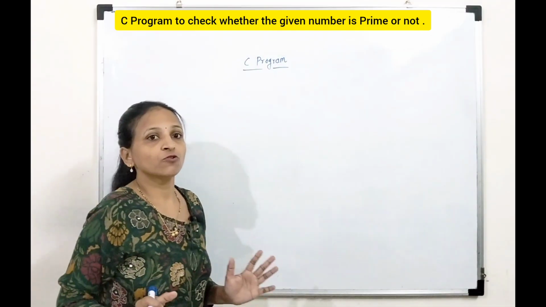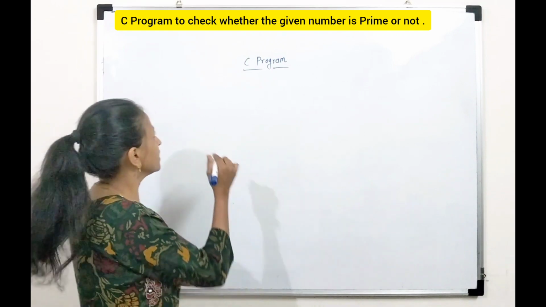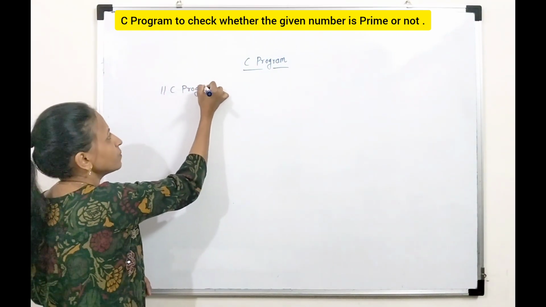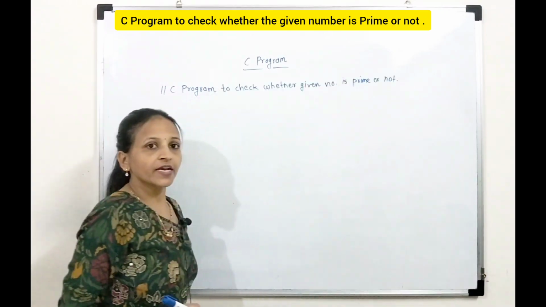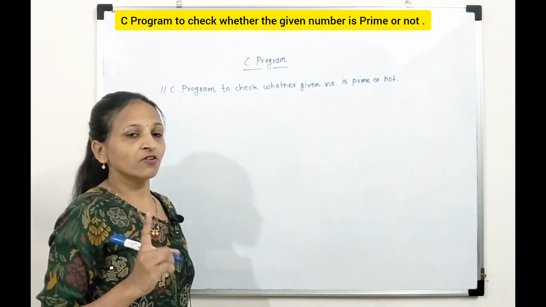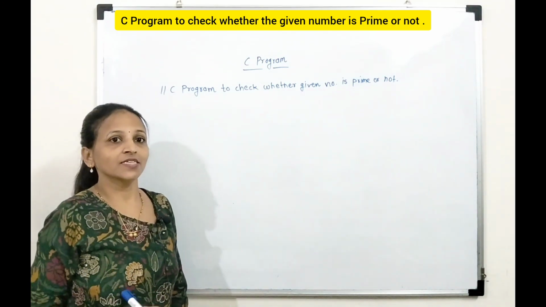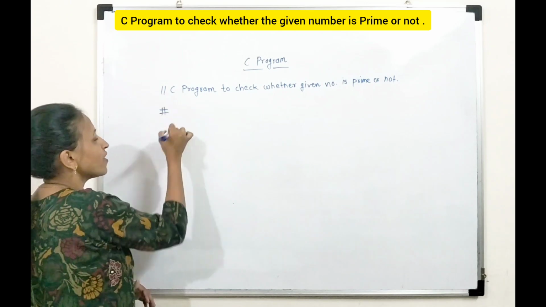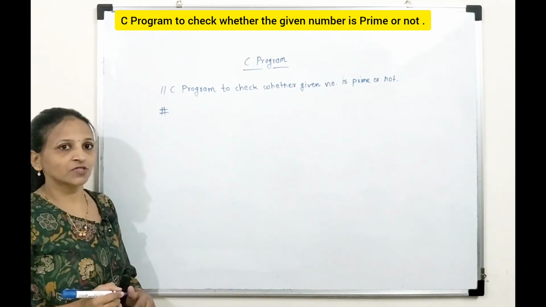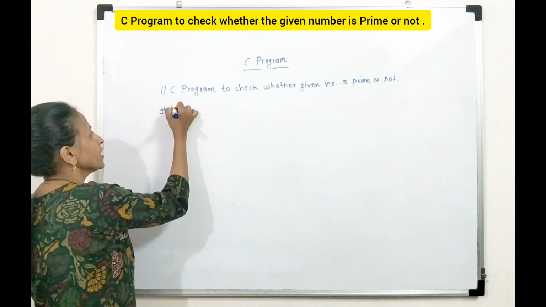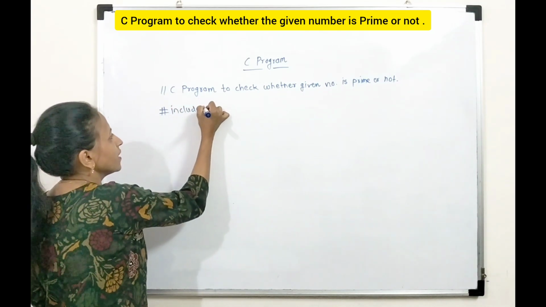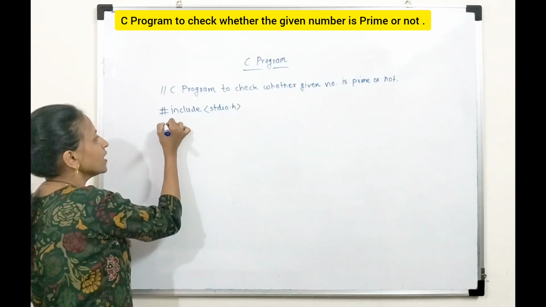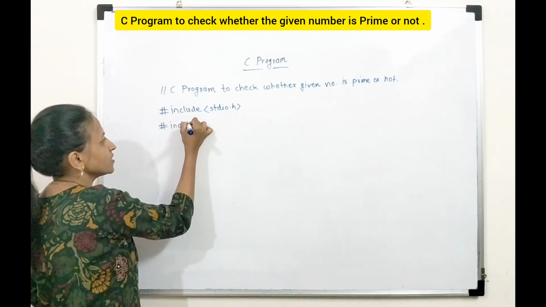Now see, simple, we first have to write a comment. Comment is always very important: C program to check whether given number is prime or not. Now we have to include header files first. The compulsory section is always the link section. Here we have to include header files. These are file inclusion preprocessor directives. How to write that? Simple, #include <stdio.h>. Similarly, #include <conio.h>.